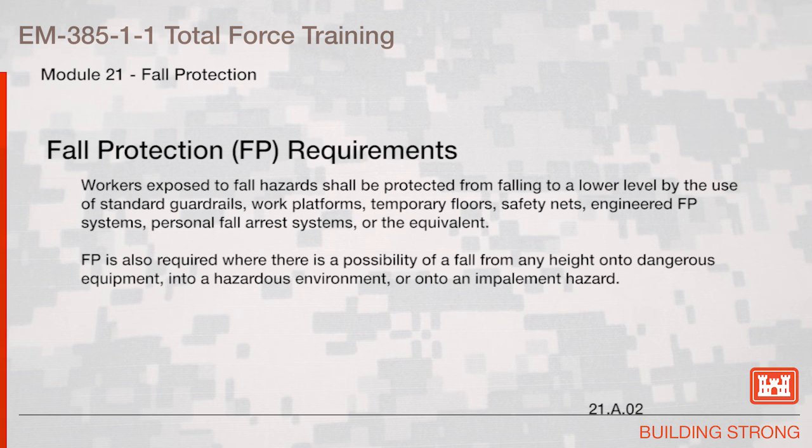Workers exposed to fall hazards shall be protected from falling to a lower level by the use of standard guardrails, work platforms, temporary floors, safety nets, engineered fall protection systems, personal fall arrest systems, or the equivalent. Fall protection is also required when there is a possibility of a fall from any height onto dangerous equipment, into a hazardous environment, or onto an impalement hazard.